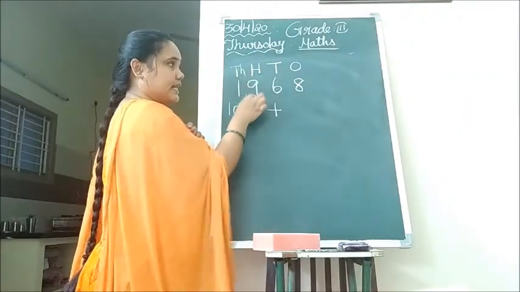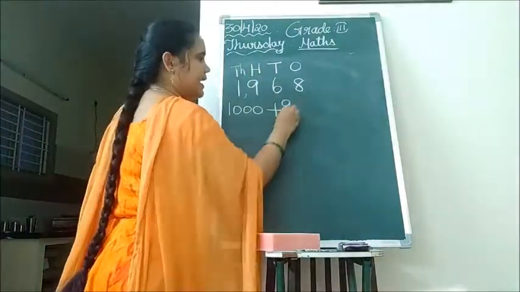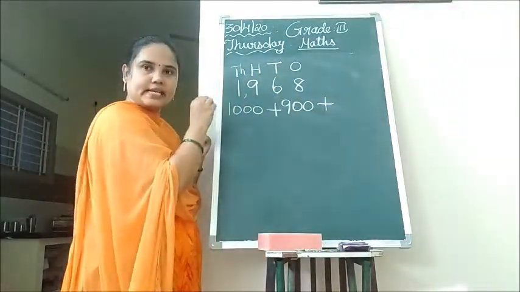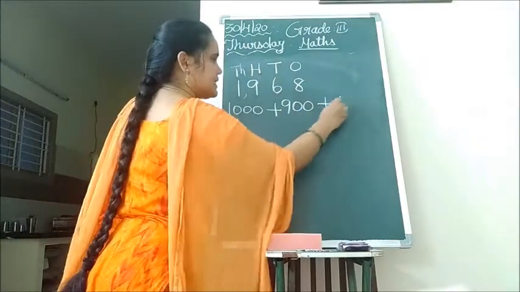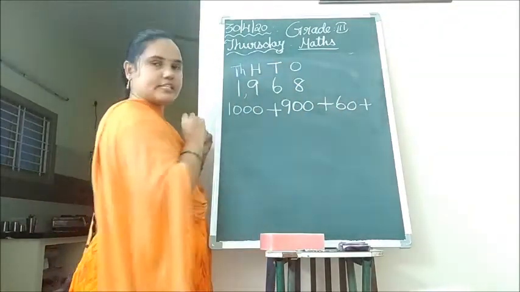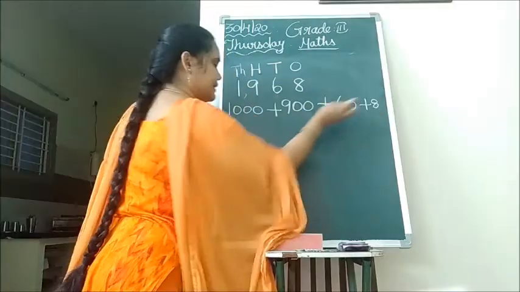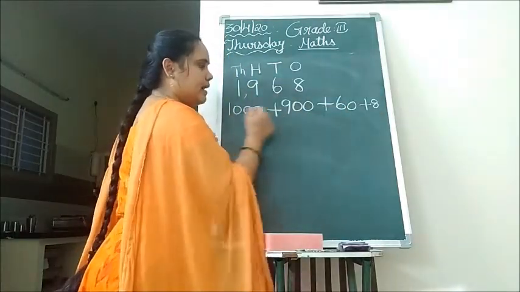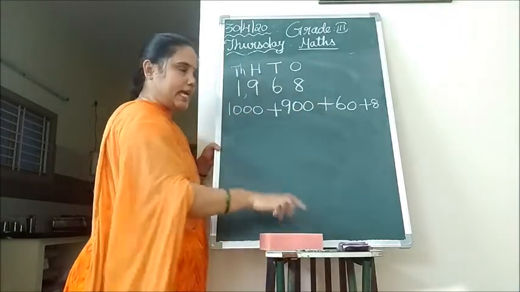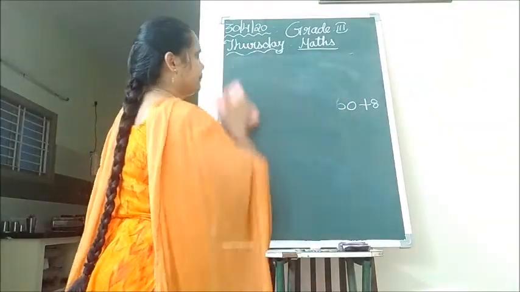9 is in which place? Hundreds place. So 9 into 100, 900 plus. Next, 6 is in which place children? Tens place. So 6 tens, 60 plus. See, 8 is in which place? Ones place. So 8 ones, 8. See here we wrote the place value of each digit. So sum of place values is called expanded form.